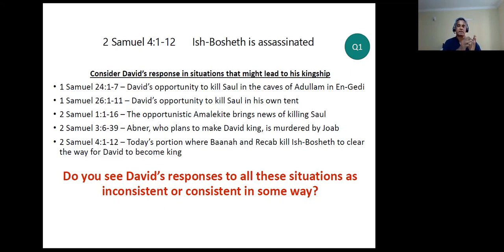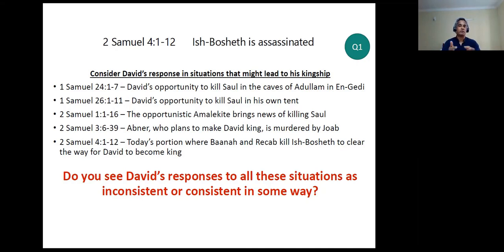The second is 2 chapters later in 26, David stealthily creeps into Saul's tent along with one of his soldiers, and he has an opportunity to kill Saul. Saul is at his mercy. But even here, David refuses to kill Saul, right? So that's the second situation. If you had an opportunity, you would have read and focused on David's words in both these opportunities. The third opportunity that came David's way was when the Amalekite brings news of killing Saul.